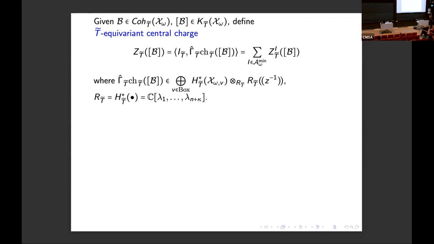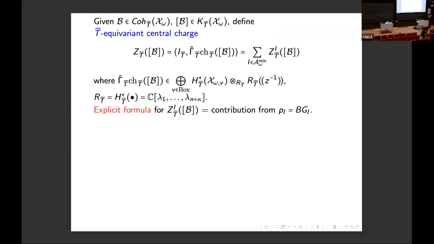So here there are some characteristic classes which take values in the direct sum of the T equivariant and C star equivariant cohomology of this connected component of the inertia stack. And because we localize with respect to the C star action, we actually need to invert the equivariant variable z of the C star, and lambda_1 to lambda_{M plus kappa} are equivariant variables of the big torus T tilde. So here we get a sum over fixed points. Fixed points are labeled by this minimal anti-cone I, and we get an explicit formula.